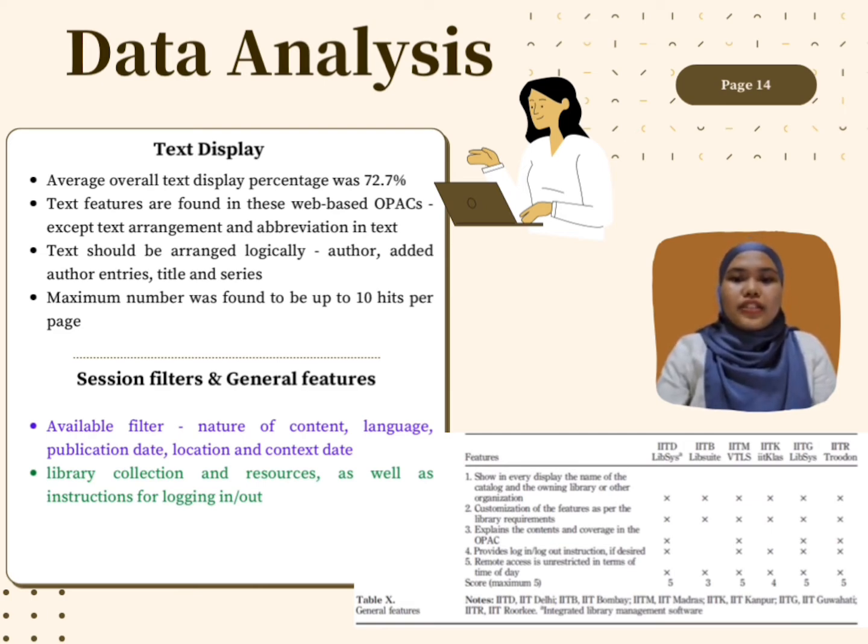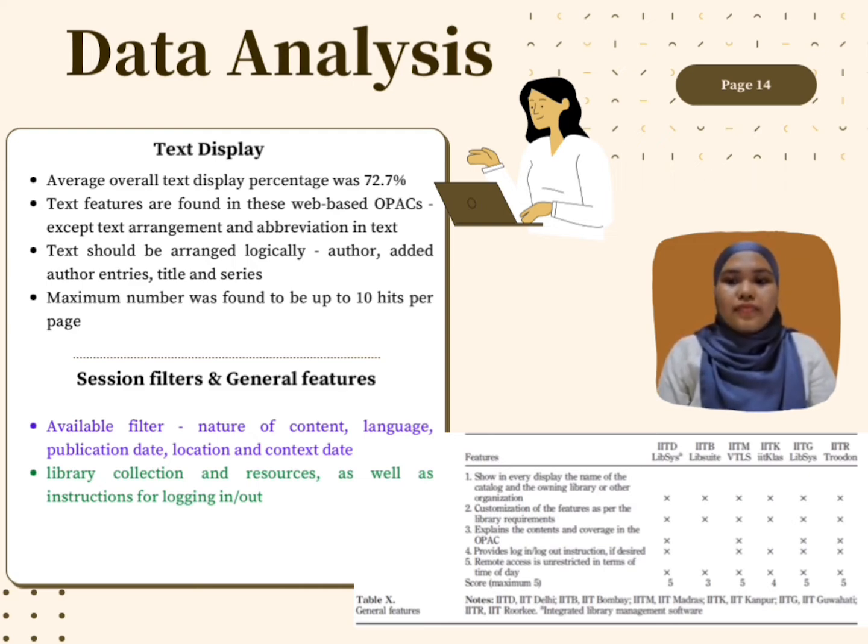So next, section filters and general features. For the section filters, it's variable filters like nature of content, language, publication date, location, and also context that filter which restrict the result of search. And for the general features, library more focus on the library collections and resources as well as instructions for the login or logout.